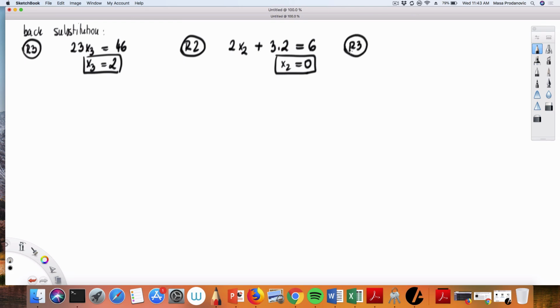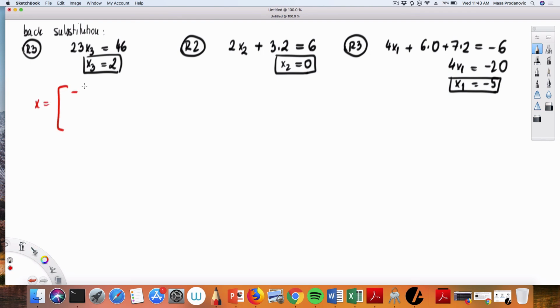And R1 says 4x1 plus 6 times 0 plus 7 times 2 is equal to minus 6. So my 4x1 is minus 6 minus 14, minus 20. X1 is equal to minus 5. And if I wanted to write this down as a vector solution, then my x is minus 5, 0, 2.